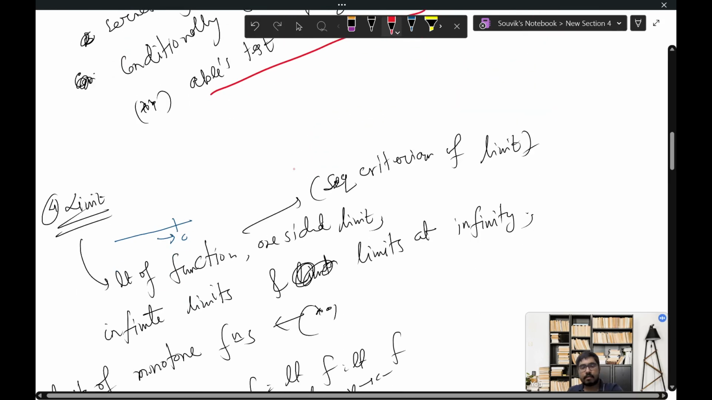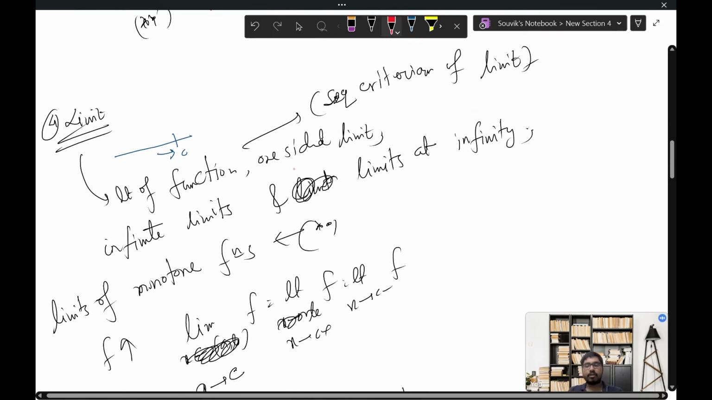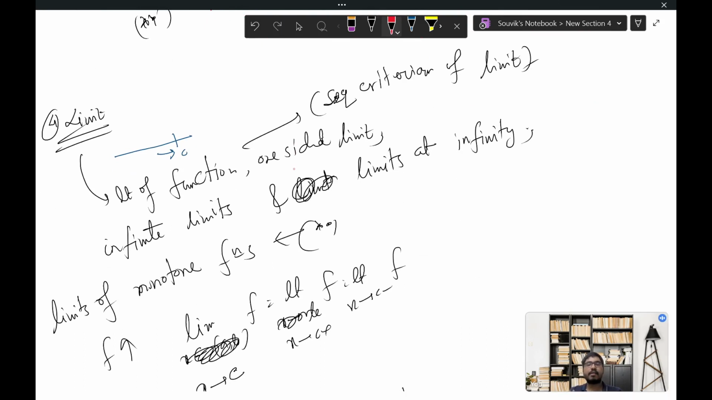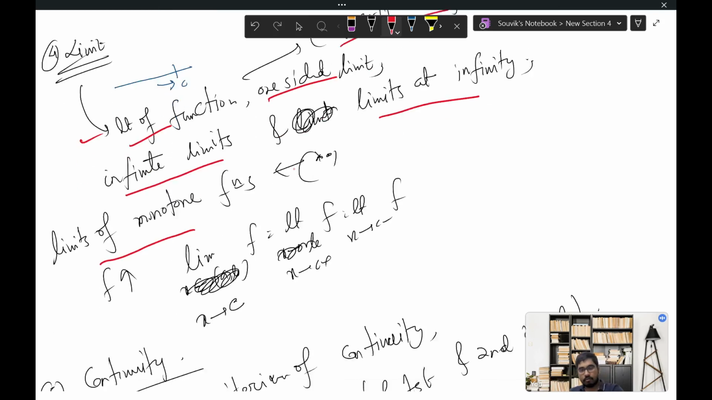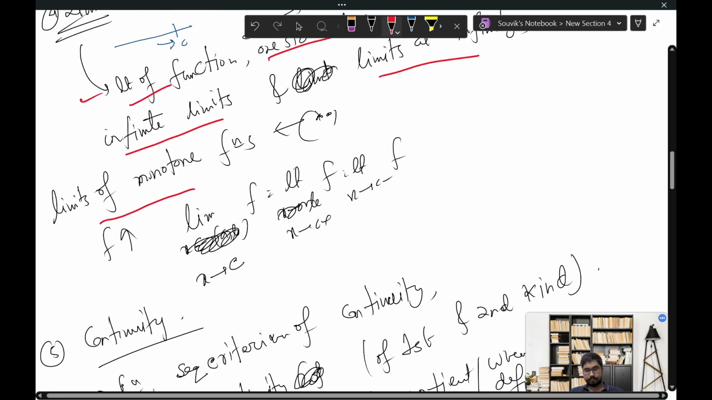Then we introduce ourselves to a very important concept of real analysis, limit. Here we have introduced first the definition, then the sequential criterion, then the one-sided limit, then infinite limit, and finally limits at infinity. And there is also one important theorem, that limits of a monotone function.